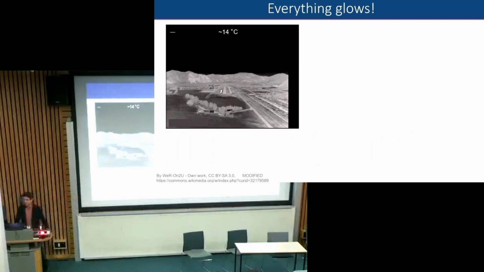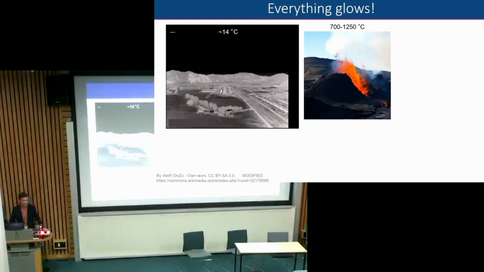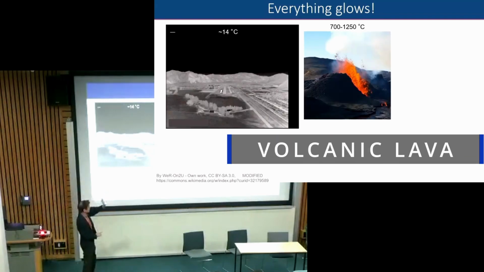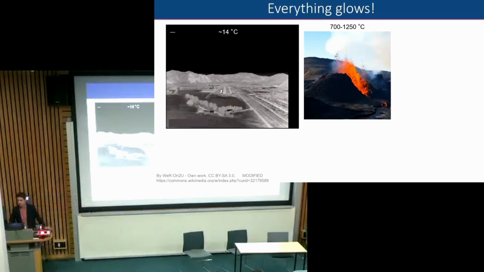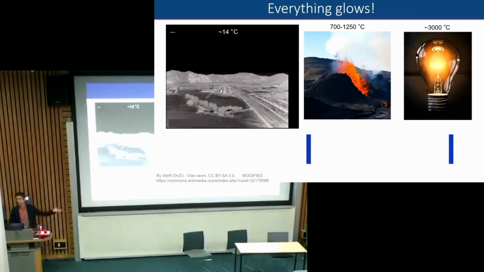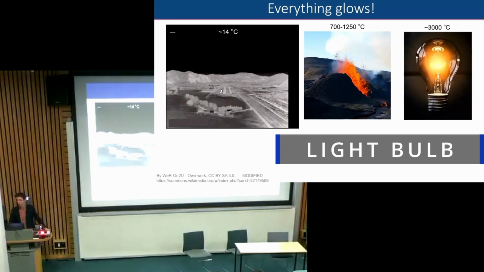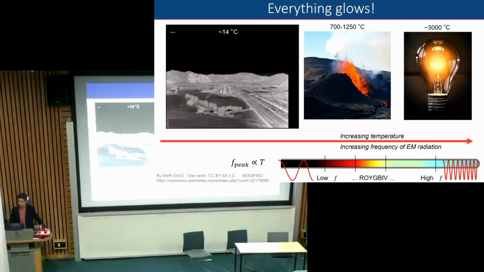So every object in the universe is giving off electromagnetic radiation. It's just that we often don't see it. Volcanic lava is giving off visible light, visible electromagnetic radiation. So you can see lava there at about 700 to 1,250 degrees centigrade. And of course, the filament of a light bulb, around about 3,000 degrees centigrade, is certainly giving off visible electromagnetic radiation.